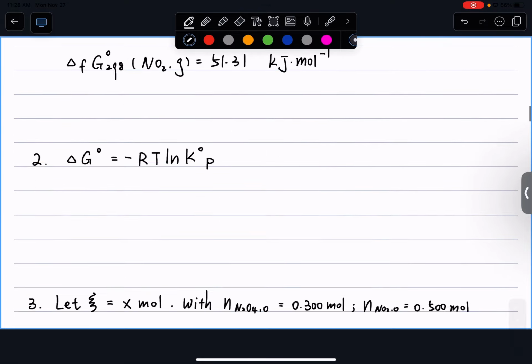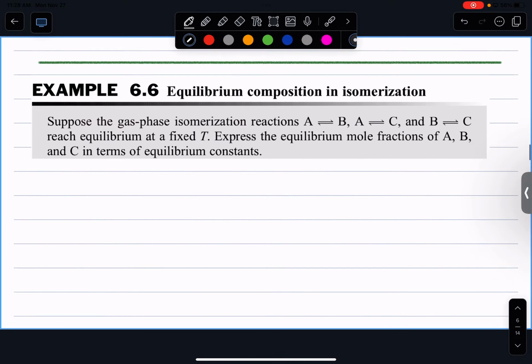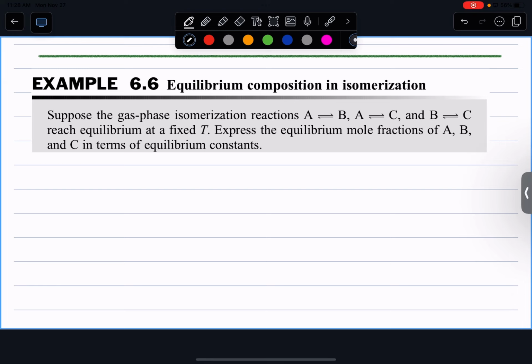All right. So next up is also an example problem. This one is not as quantitative or algorithmic compared to that example. This one is more like a derivation problem. So the take-home message here is we don't express our answer in numbers, but we develop the intrinsic connection between these properties. The question reads: suppose a gas phase isomerization, you have A and B isomerizing, A and C isomerizing, and B and C are also isomerizing.